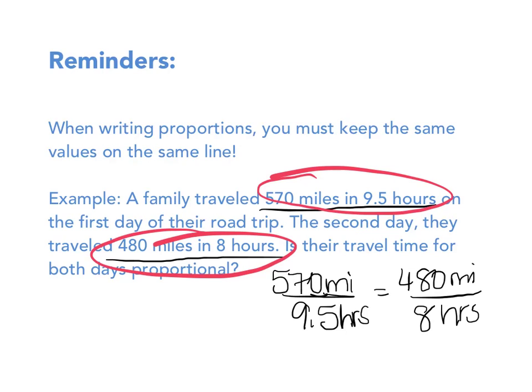And to see if they're proportional, you would just cross multiply. And if they equal each other, then yes, it's proportional. But this was just to show you that the same type of values go on the same line. And then one set of values, 570 miles and 9.5 hours, go together as one ratio.